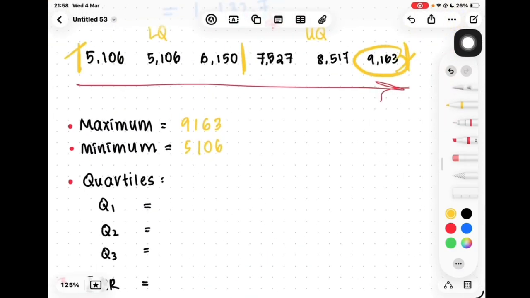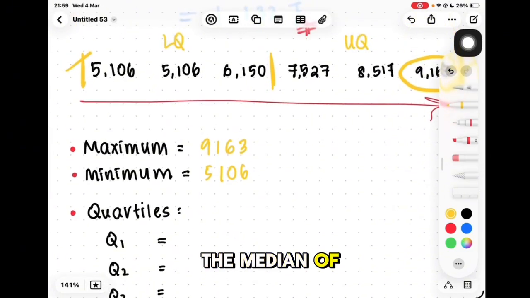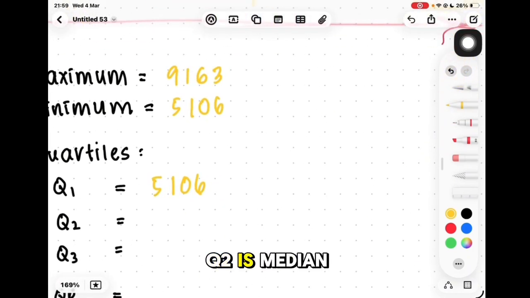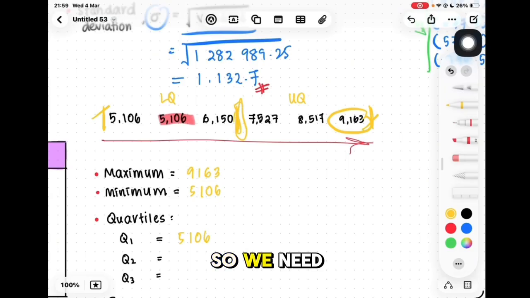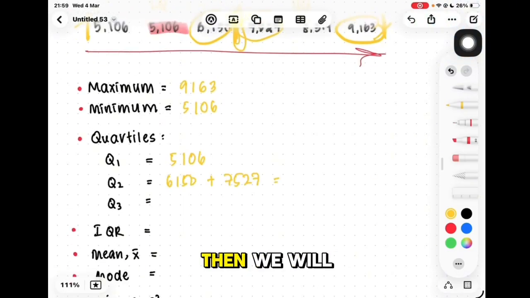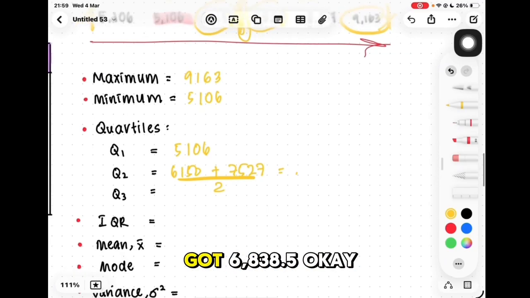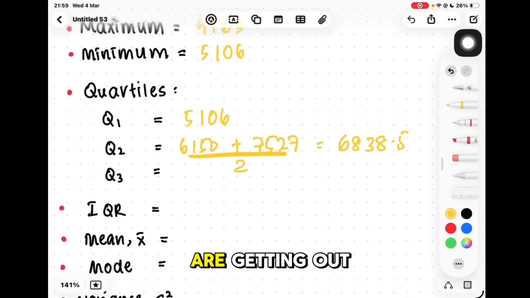Now quartiles. Q1 is the median of the lower quartile, so we can just write it down directly: 5,106. Q2 is the median of this data, so we need to add up 6,150 and 7,527, then divide by 2. So we got 6,838.5. I'm sorry, because I think we are running out of time, right?